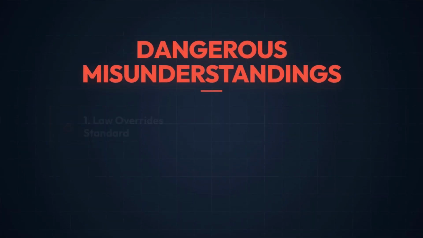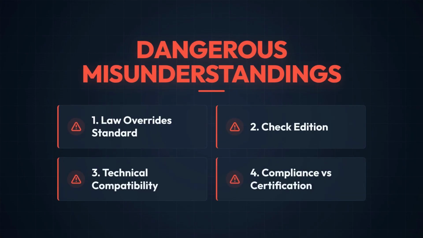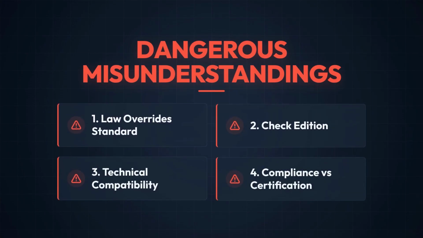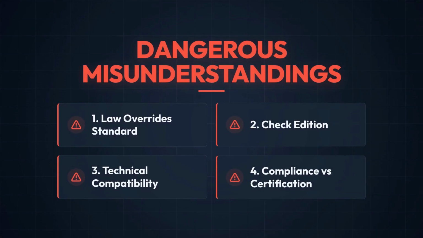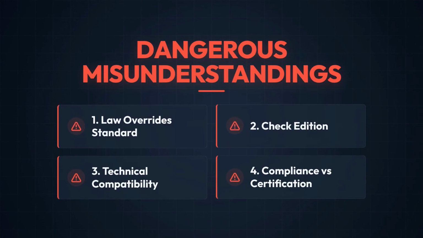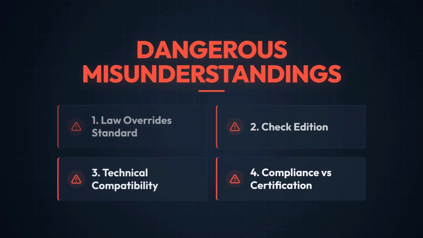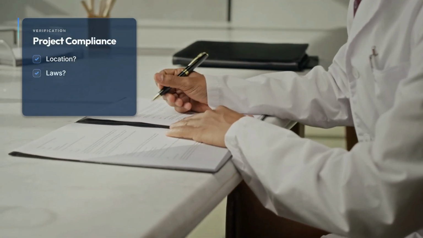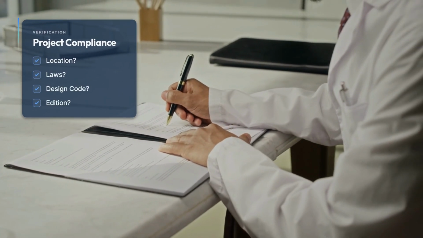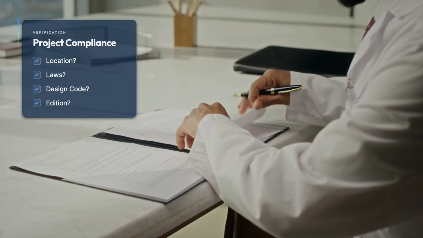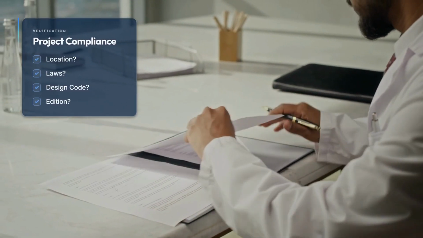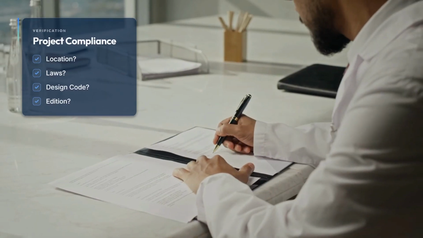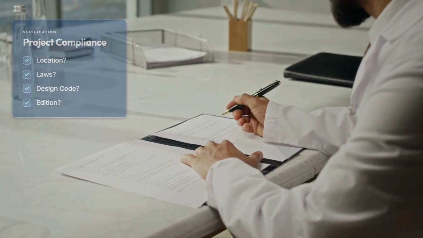Beware of 4 dangerous misunderstandings. International standards don't override national law. The newest edition isn't always the contractually required one, and never mix systems without checking compatibility. Before selecting a standard, ask, where will it be installed? Which laws apply? Which design code is specified? The most important organization depends entirely on the engineering problem at hand.